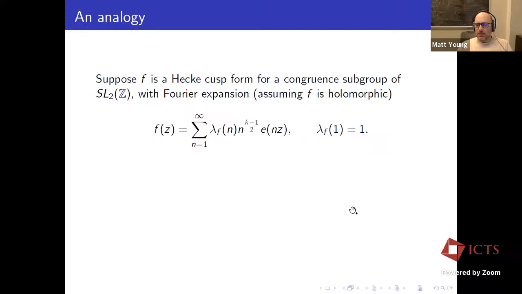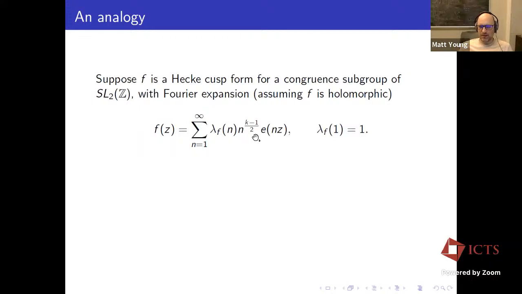Great. So now let's talk about an analogy. I want to talk about GL2 versions of the problem, shifting away from zeta to a more general setting. So let's take F to be a Hecke-Maass form for, let's say, a congruence subgroup of SL2Z. You might just take it to be SL2Z. Suppose it has this Fourier expansion. Let's assume F is a holomorphic modular form, just to make it a little bit easier to write down the formula. So then we have this Fourier expansion.